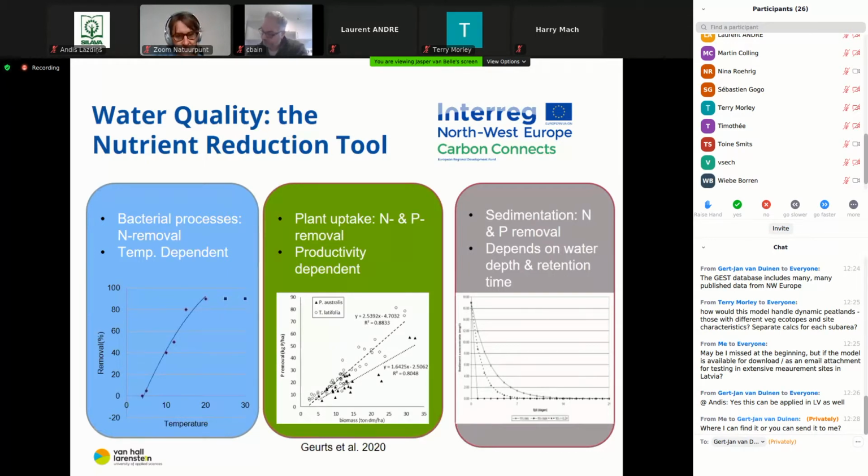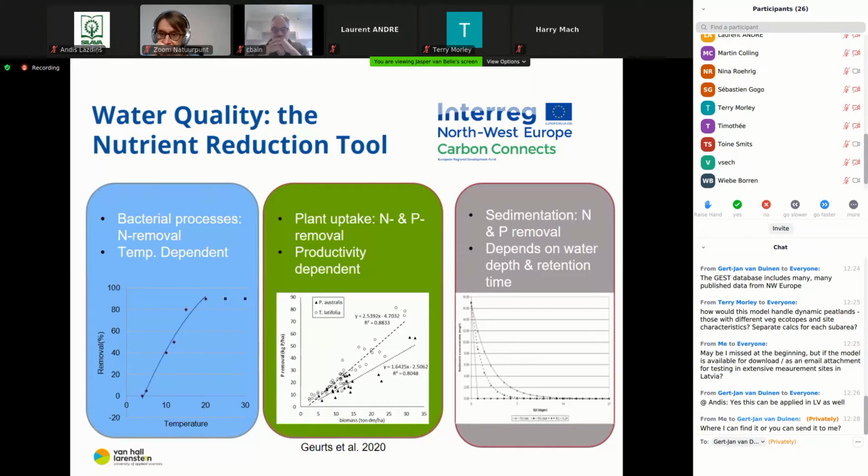So we've identified three main processes. You have the bacterial processes, which are actually only helping to remove nitrogen, and this is mostly a temperature dependent process. Then we have plant uptake, the vegetation growth, and if you harvest the vegetation, you of course export nutrients. This exports both nitrogen and phosphorus.